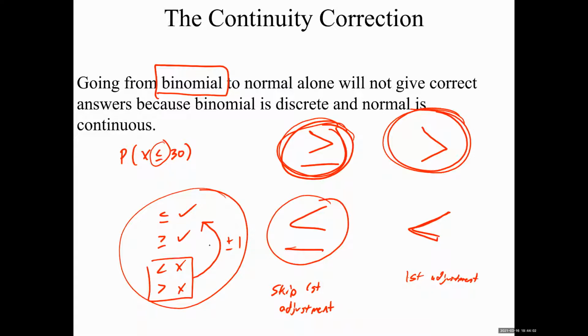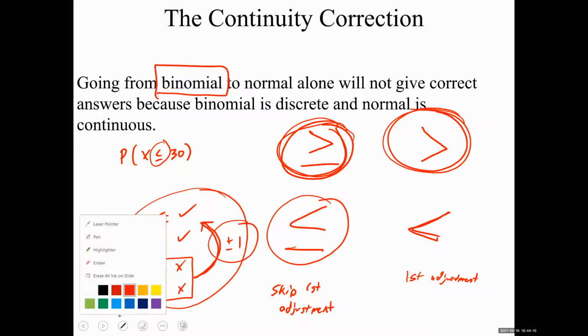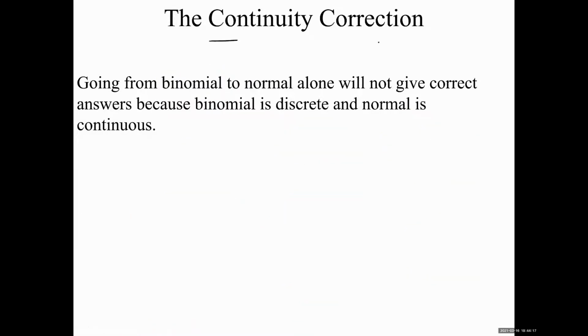And what will happen when you go from less than or greater than to less than or equal to or greater than or equal to is the number will change by 1. Okay. After you've done that, then you're going to do the continuity correction. And when you do the continuity correction, the number will change by 0.5. Let me try to explain a little bit why the number will change by 0.5.